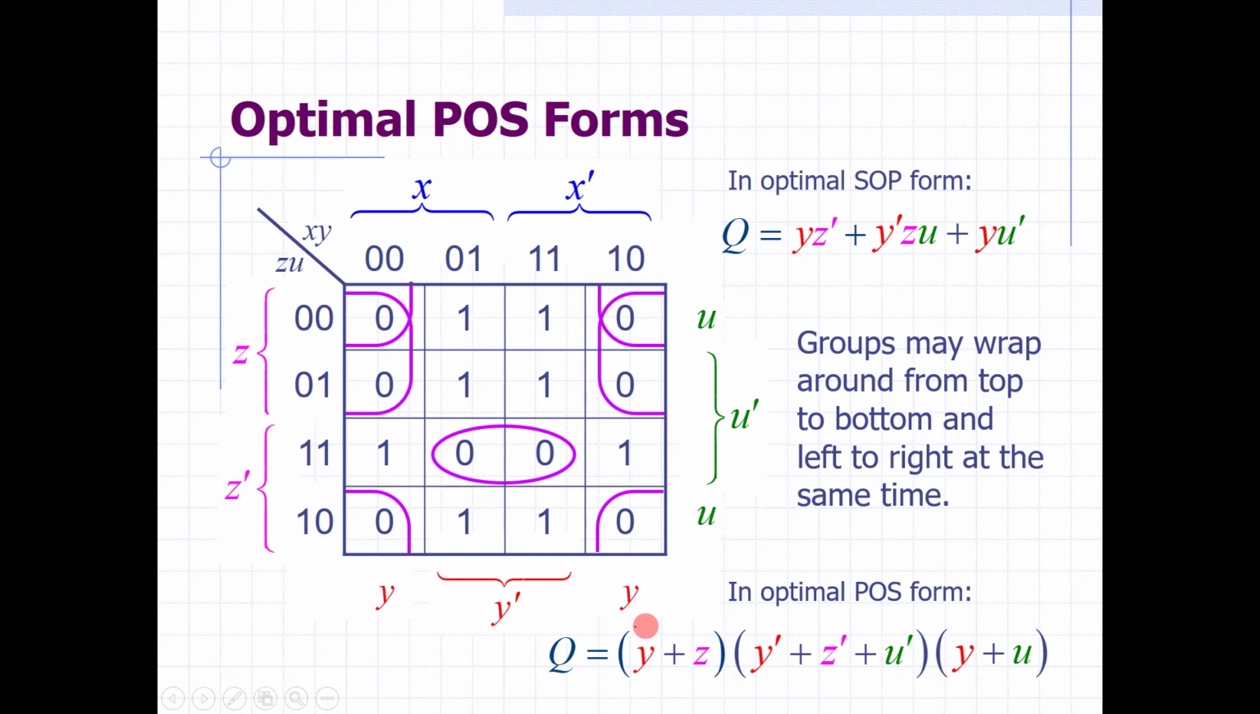And now remember, it's the same expression. This Boolean expression equals the one that's below. It's just that one is in the optimal SOP form and one is optimal POS form. Sometimes one looks easier than the other. In this case, it's about a draw.